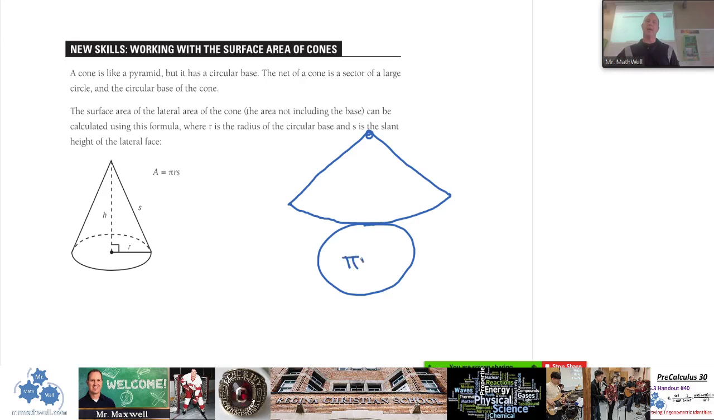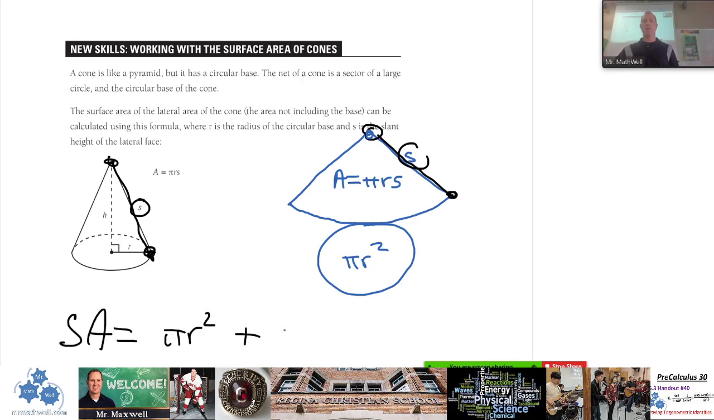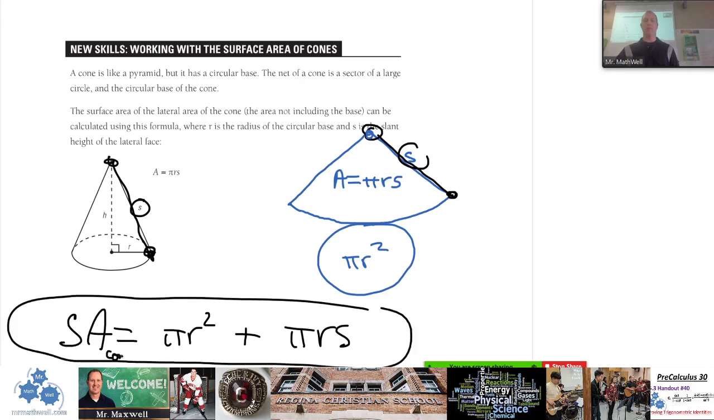And obviously this is pi r squared, the circular base, and the area for this wraparound part is pi times r times s, where s is the slant height. So s is from the point down the length of the side here, from here all the way down to there. That's s. Okay? Surface area of a cone. So the overall surface area is pi r squared plus pi r s. That's the surface area for a cone.